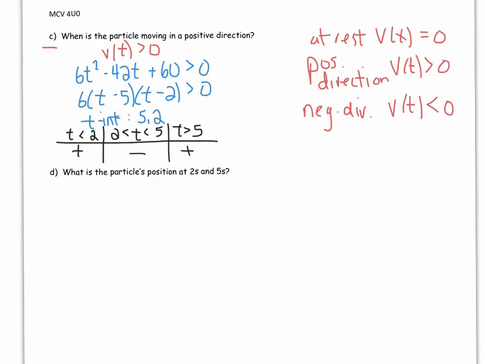Okay, so when is the particle moving in a positive direction? We have our answer here, and we have our answer here. So we'll just write a therefore statement.